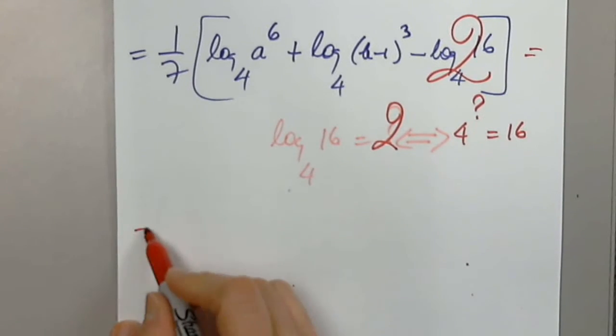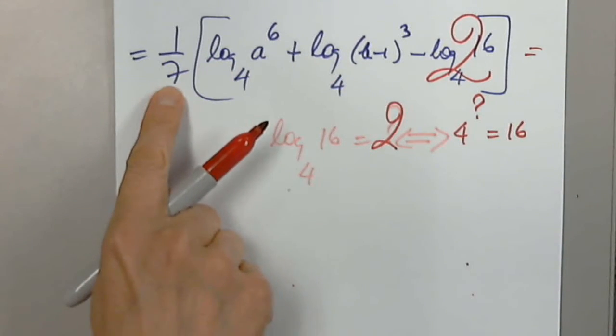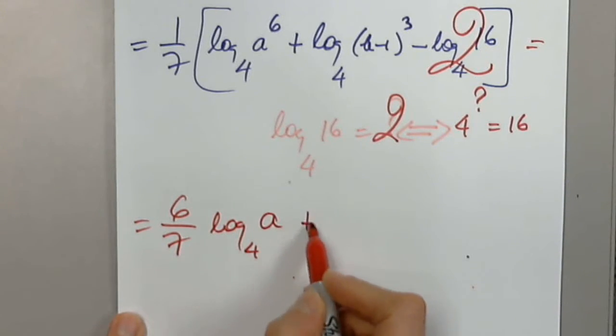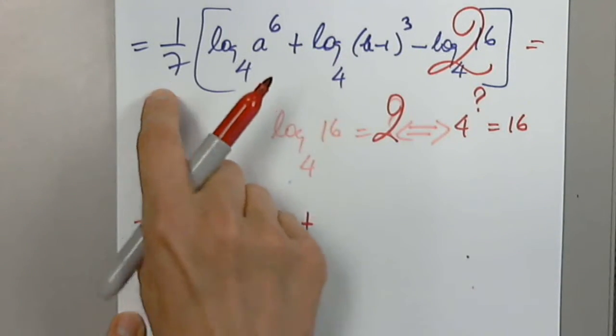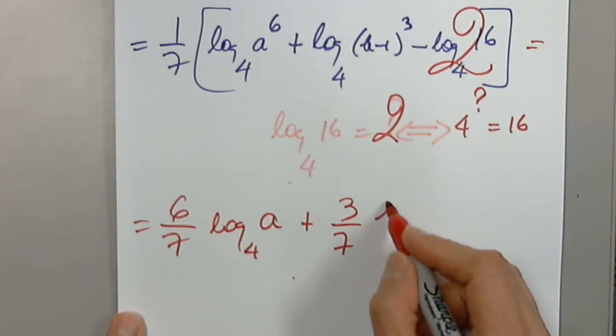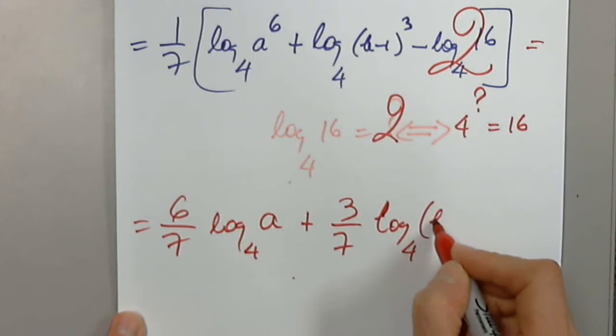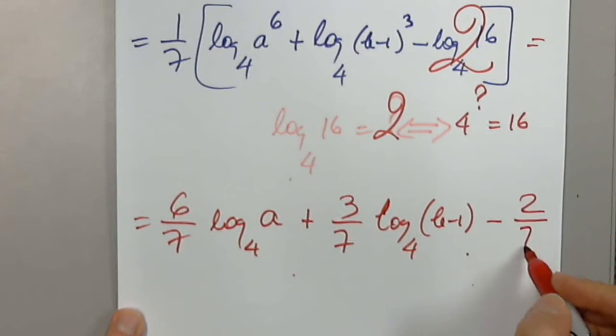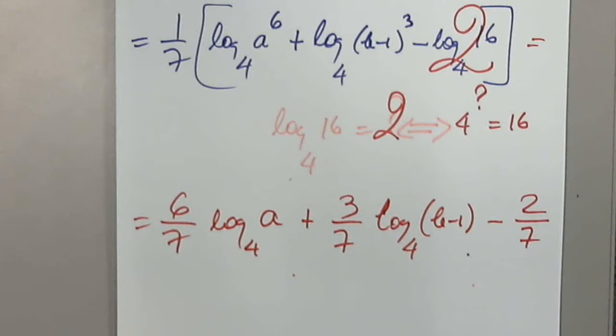So here's the final step. Bring 6 and distribute 1/7. 6/7 log base 4 of a plus, bring 3, distribute 1/7. 3/7 log base 4 in parentheses b minus 1 and minus 2 multiplied by 1/7. Correct. Very good. Again, you didn't have to do these in one step as we did it here. Change it from log applied to a ratio and product.